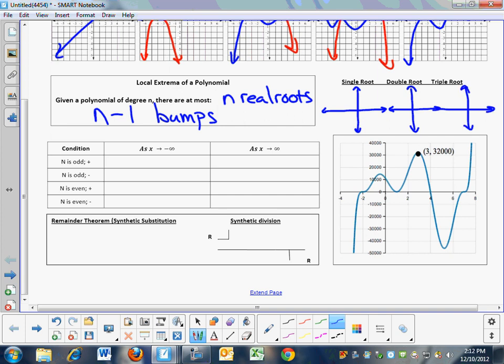What does a single root look like? Just passes right through. How about a double? Touches, tangent, bounces off. Triple, flattens out, passes through.